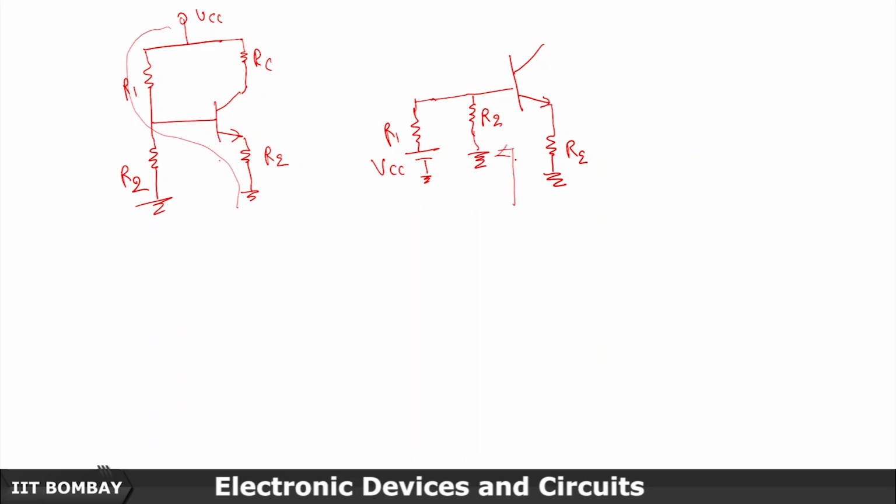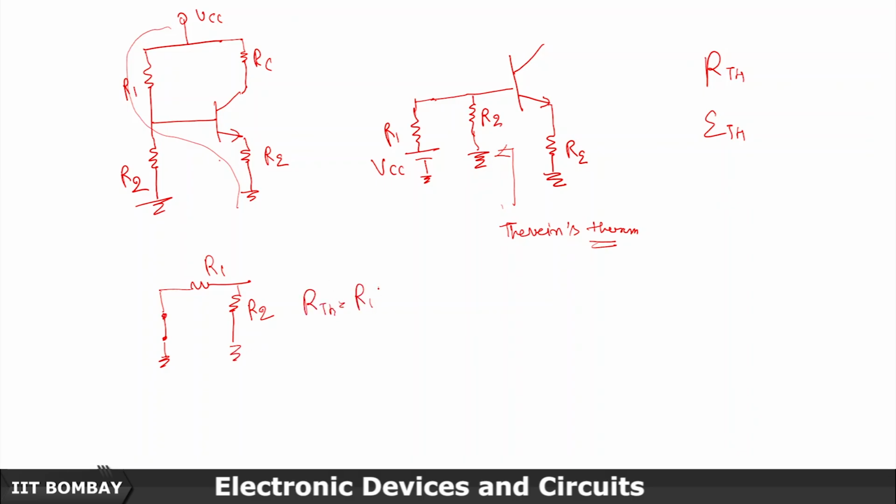Using Thevenin theorem, where I will get RTH equivalent and ETH. So first, what I need to do, I need to short circuit the battery. So what I get is R2, R1, and this is, let's say, the short circuited battery. So in this case, RTH would be R1 parallel R2. So RTH becomes R1 into R2 divided by R1 plus R2.